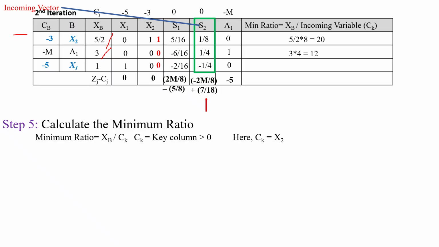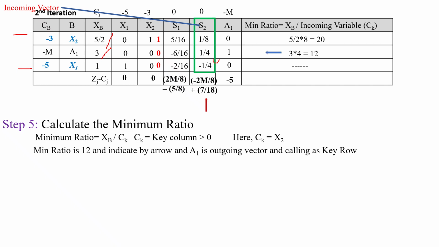And next for the third row, the x1 variable row, the xb value is 1 and the Ck value is negative. If the value is 0 or negative, we are not considering that ratio. So we are not calculating xb divided by Ck for the third row, that is the x1 variable row. Among all these values, the minimum value is 12. So the minimum ratio is 12, indicated by the arrow.